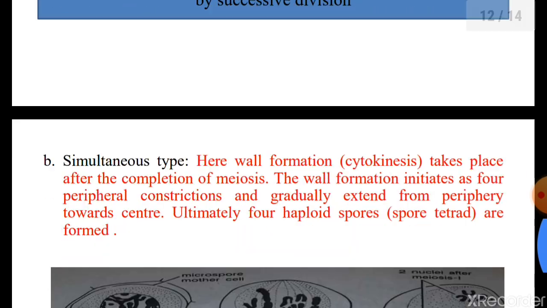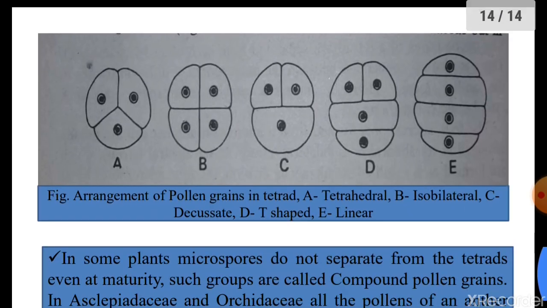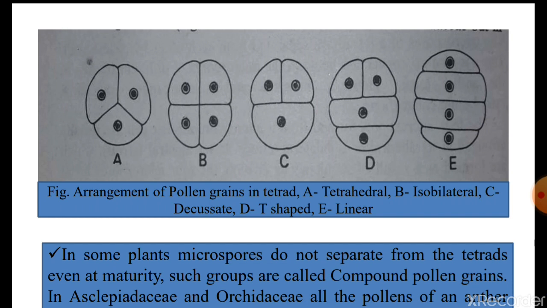This figure clearly represents the different kinds of tetrads. Figure A is representing tetrahedral tetrad. Figure B is representing isobilateral tetrad. C is representing decussate. D is representing T-shaped tetrad, and E is representing linear tetrad.